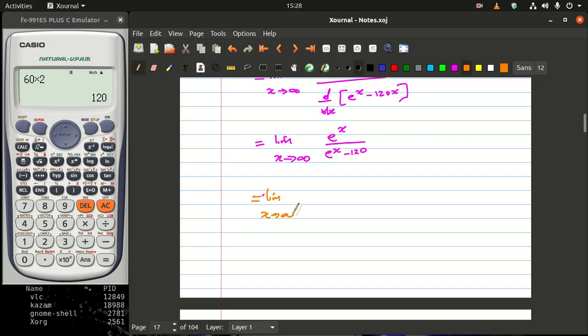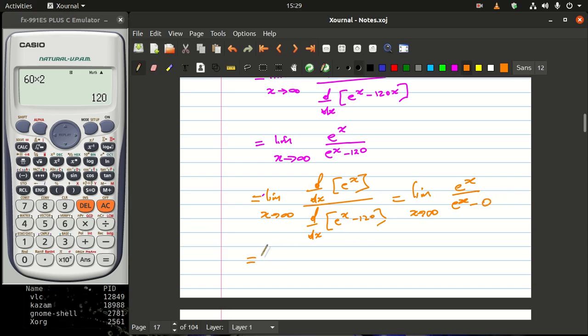Limit as x approaches infinity, and then we take the derivative with respect to x of e to the power x, and then you divide this by the derivative with respect to x of e to the power x minus 120. And if you look carefully into this, it is going to be the limit as x approaches infinity. The derivative of e to the power x is going to be e to the power x. The derivative of e to the power x is going to be e to the power x, minus the derivative of a constant 120, which is going to be 0.